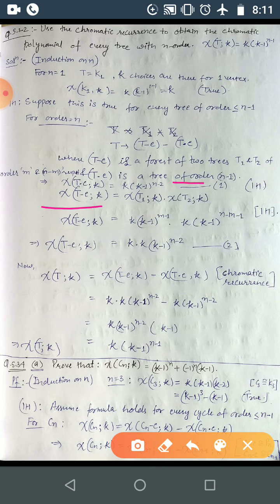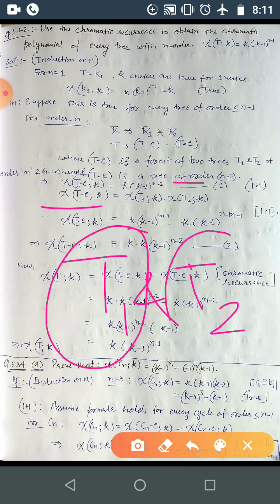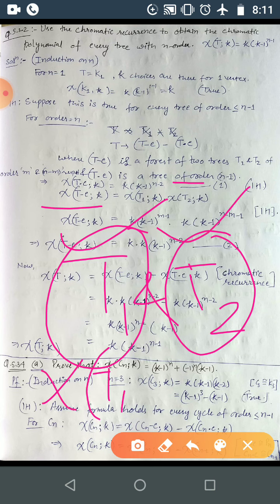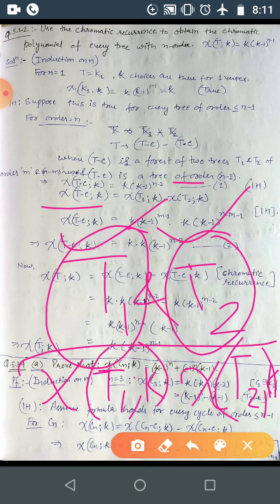Now come to T minus E. T minus E contains two components, T1 and T2. Correct? So if k colors are given, then for proper coloring the number of ways is this one into this one, because we have to color this one as well as this one. So it will be the chromatic polynomial of T1 when k colors are given, times the chromatic polynomial of T2 when k colors are given. So this will be the product.